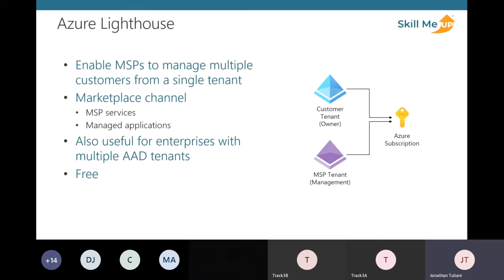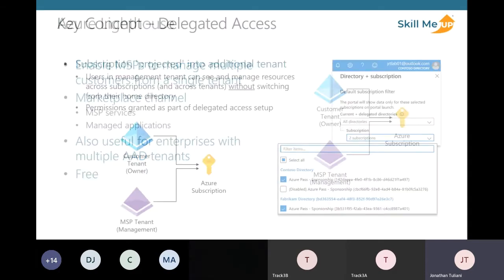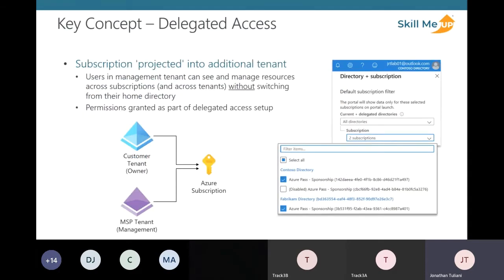Okay, so how does it work? At a high level, this is the key concept. It's called delegated access. And the idea is that your customer subscription stays in your customer tenant, but at the same time, that same subscription ID is kind of projected into the partner's tenant. So that this one subscription with one subscription ID can now be managed from two different tenants. It's visible from both tenants. It's that simple, that you're simply projecting the subscription ID into the partner tenant.